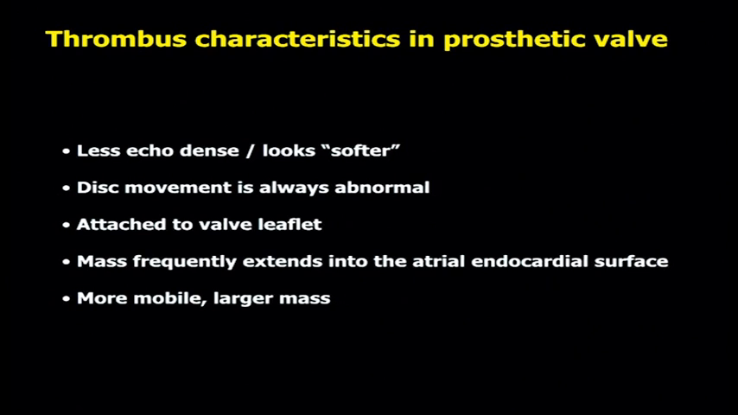So in terms of the thrombus, how does it look? It's going to be less echo dense. It will look a little soft. The disc movement is always abnormal. That's the characteristic sign. And there's always going to be an attachment to one of the leaflets. And then you have a mass which frequently extends into the atria. The thrombus as such can be quite mobile sometimes, and can be quite a large mass also in terms of thrombus burden. So let's look at a few patients.